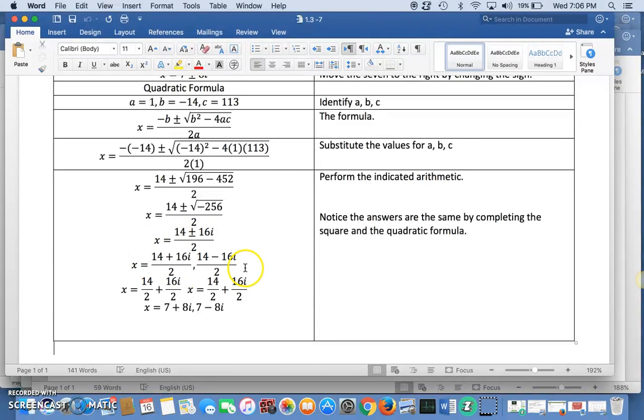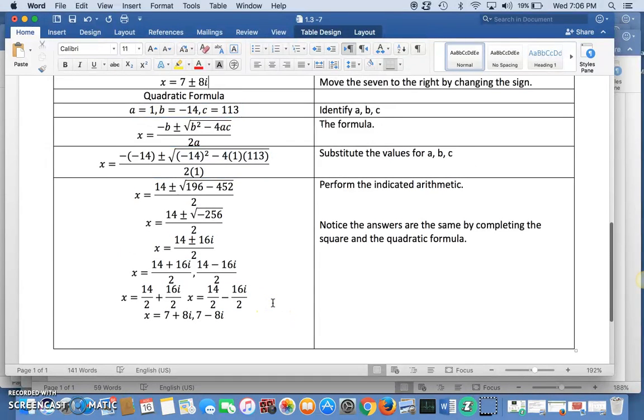Now you've got two distinct answers, one with a plus and a minus, and we break them up into 14 over 2, 16i over 2, 14 over 2, and this sign should be a minus sign right there. And when you simplify them on out, you get 7 plus 8i, 7 minus 8i, and if you look back up, that's the exact same answer that we got when we completed the square.